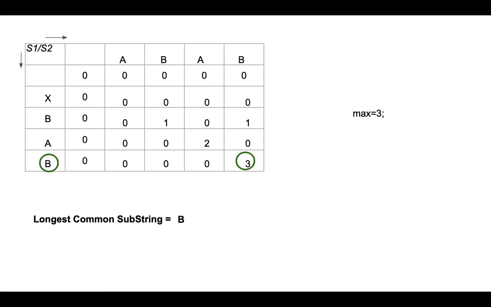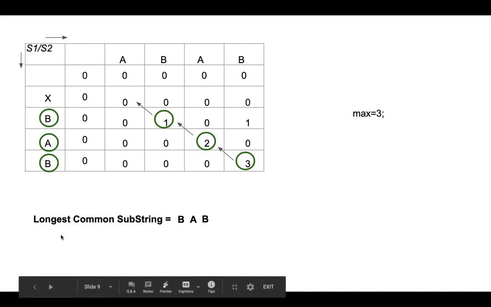So 3 is coming from its diagonal. Move to the diagonal block. Now add the corresponding character to the longest common substring, which is a. So 2 is coming from its diagonal and the corresponding character for that block is b. So add b to the longest common substring. Now 1 is coming from its diagonal and the value for that block is 0. So this is the ending point and we can stop our traversal here, and we can say that this is the final longest common substring between S1 and S2.